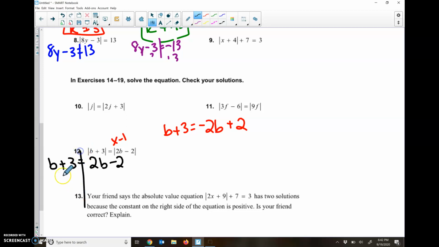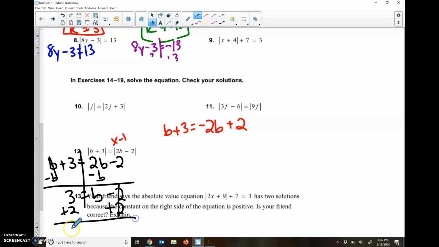Okay, so I'm going to end up solving this. I'm going to subtract b from each side. 2b minus b is b. And then I got a -2, so I'm going to end up adding 2. 3 plus 2 is 5. So I get b equals 5 for one of them.